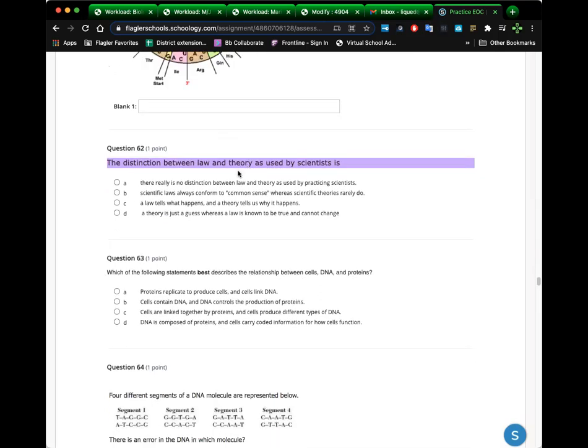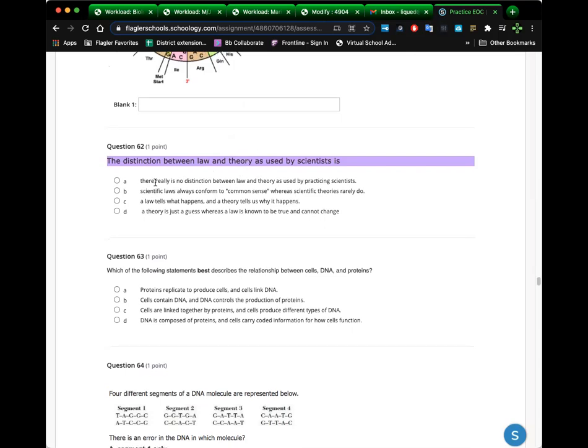All right, theory and law. A couple things to remember. Theories are explanations. Theories can't become laws. Laws can't become theories. They're both different things. Theories are considered factual. So there's no distinction? Of course there's a distinction. That's just silly. Laws always use common sense? That's kind of a silly answer. A law tells us what happens. A theory tells us why. There you go, an explanation or why. A theory is not just a guess. A theory is considered factual. So definitely C.